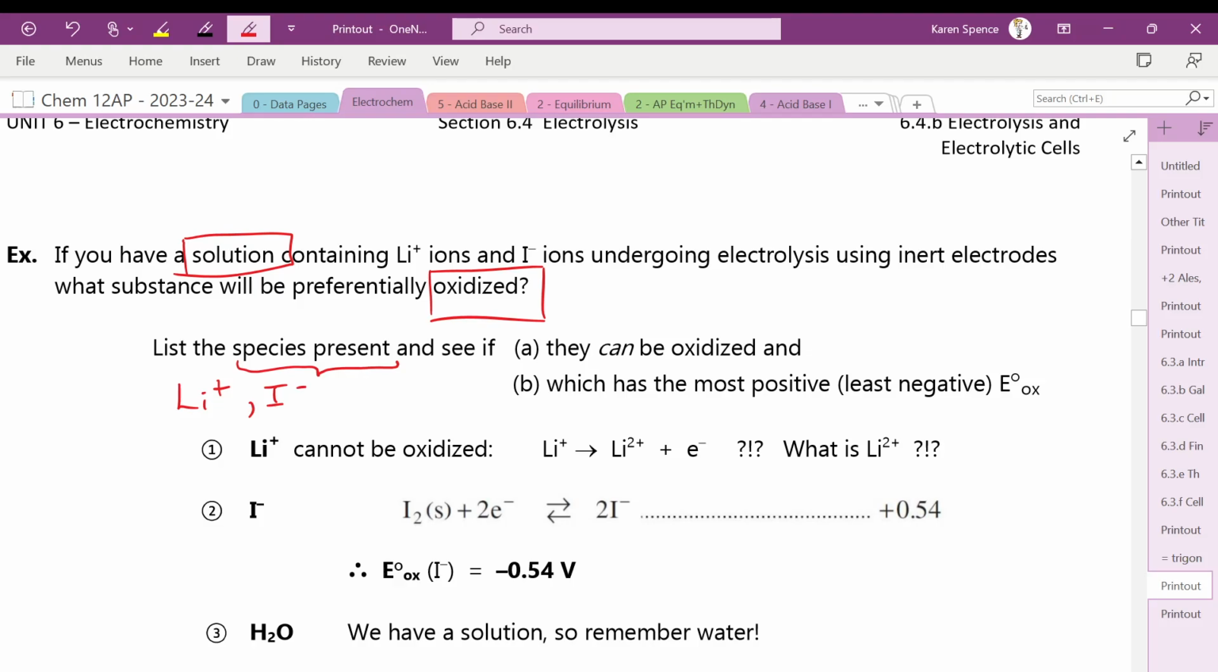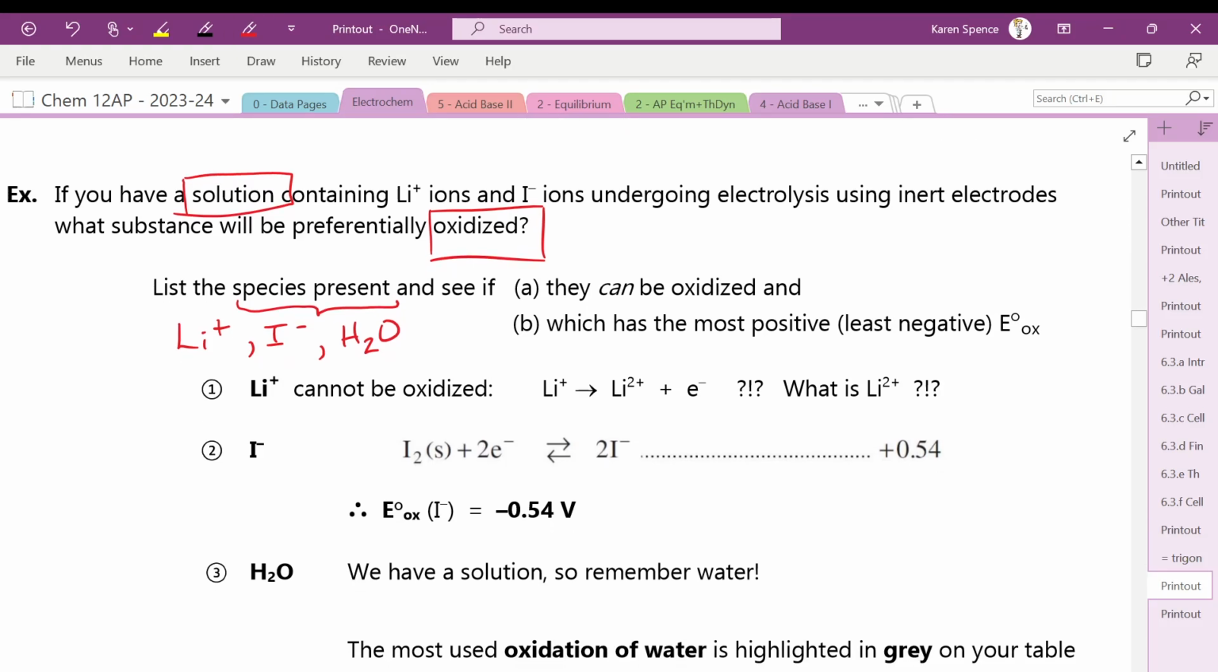And H2O. So we're going to ask ourselves, can Li+ be oxidized? No. It just doesn't make any sense. You cannot end up with Li2+. It does not exist.